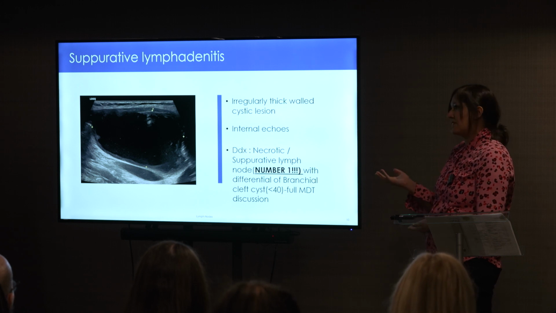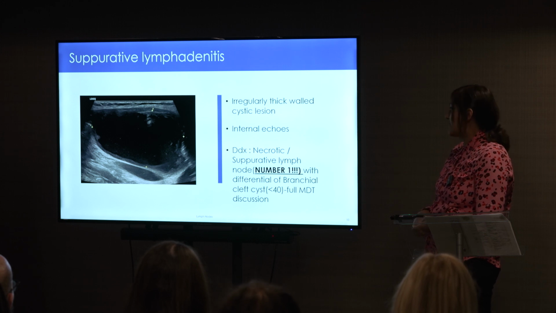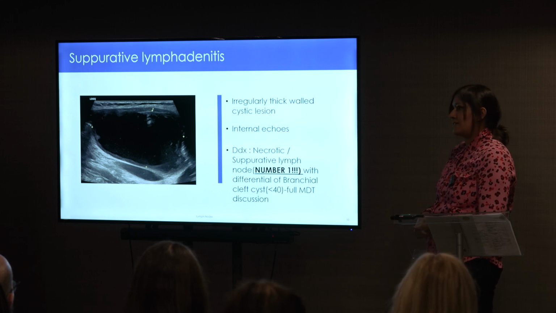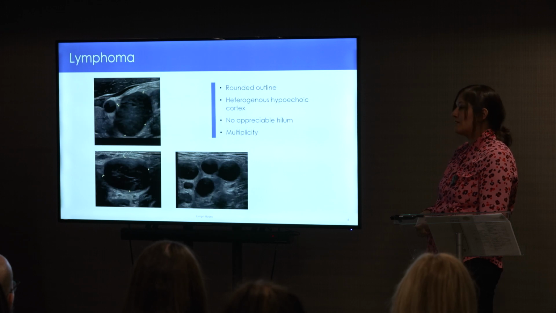So yeah, TB lymphadenitis is always something to be aware of in terms of thick-walled cystic lesions within the neck as well. So I think the learning point from these is any cyst in the neck, always stick a needle in to exclude an abnormal lymph node.